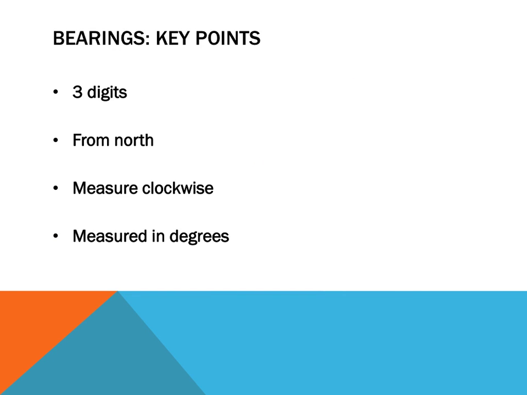So first of all, a bearing always has to have 3 digits. So you could have 343 degrees, that would be fine. You couldn't, however, have 42 degrees. To get your third digit, you'd need to put a 0 in front of it, and that would then be an allowed bearing. You also won't have decimals for bearings.